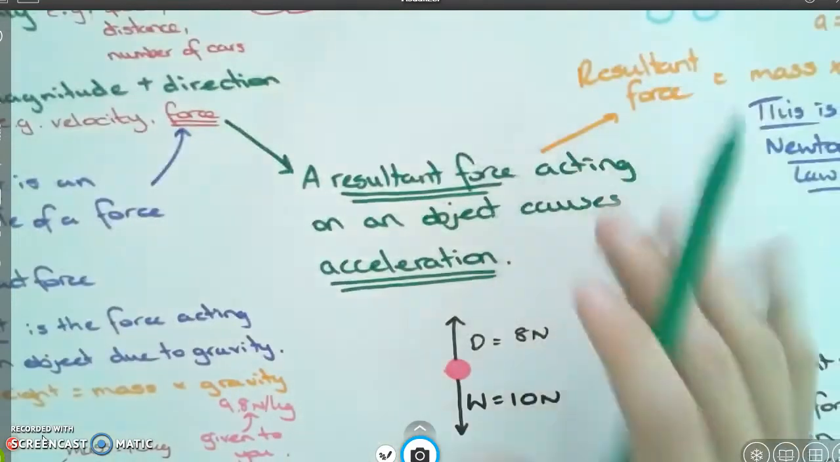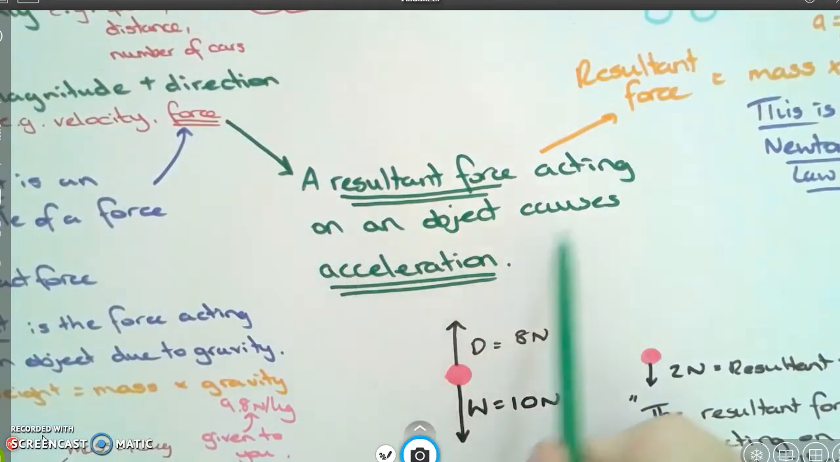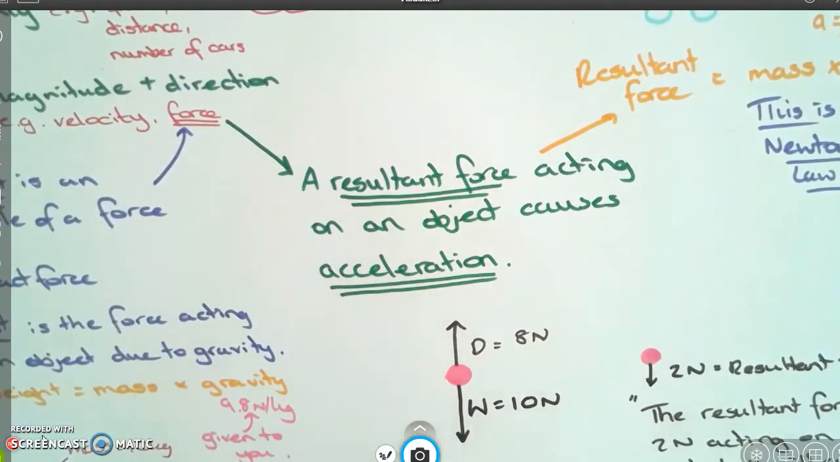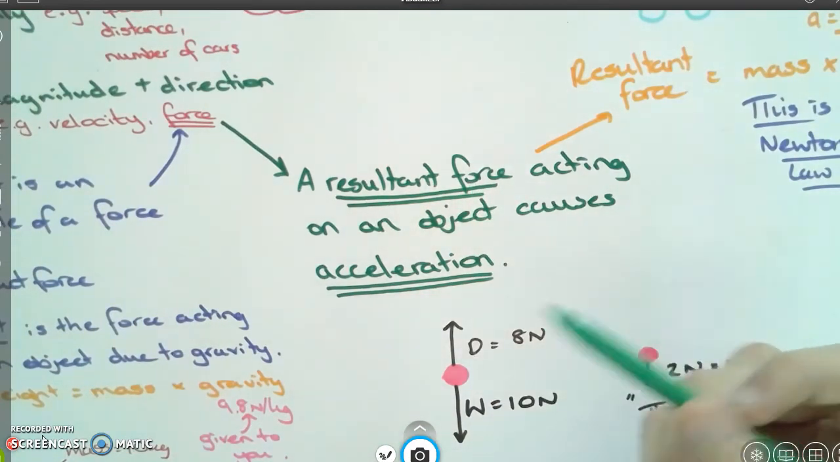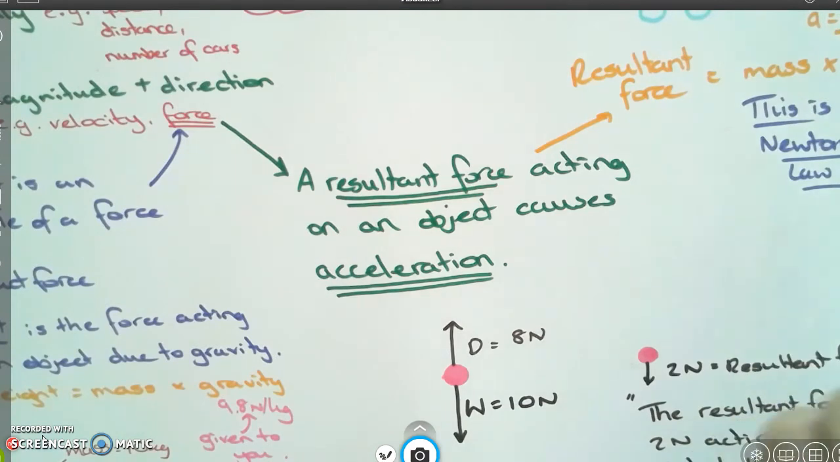Now, a resultant force acting on an object causes acceleration. This is really important. So when you're asked to calculate the resultant force on an object, you need to ensure that if there is a resultant force, it causes acceleration. It doesn't just move, it accelerates. If the resultant force is 0, the object is either stationary or it's moving at a constant velocity.